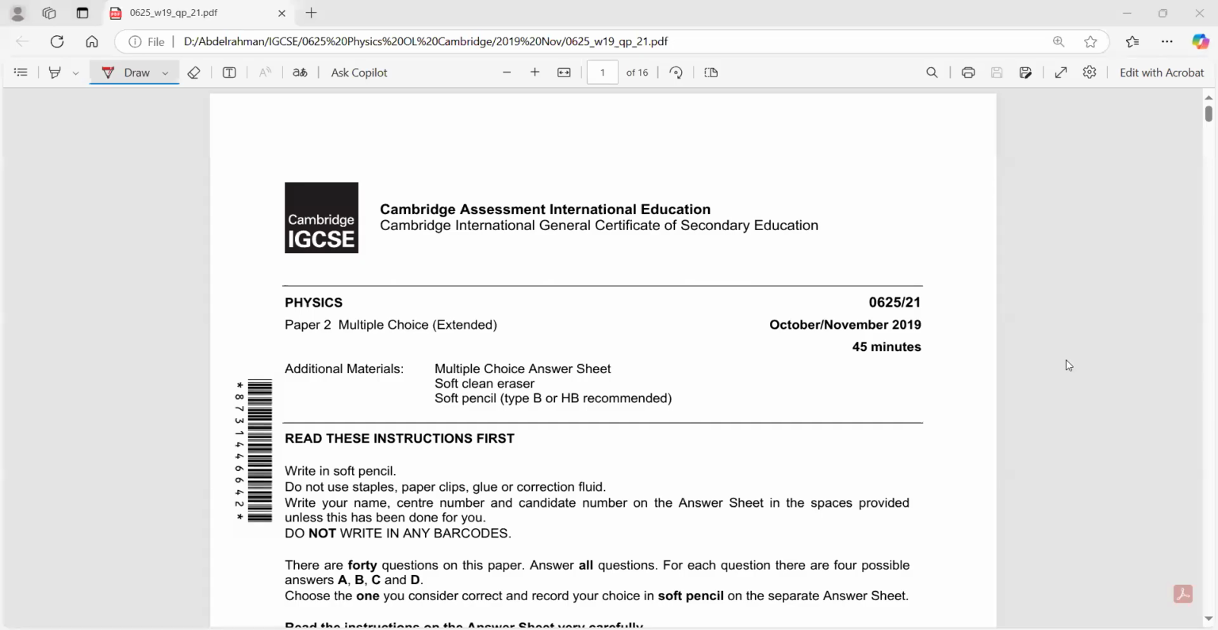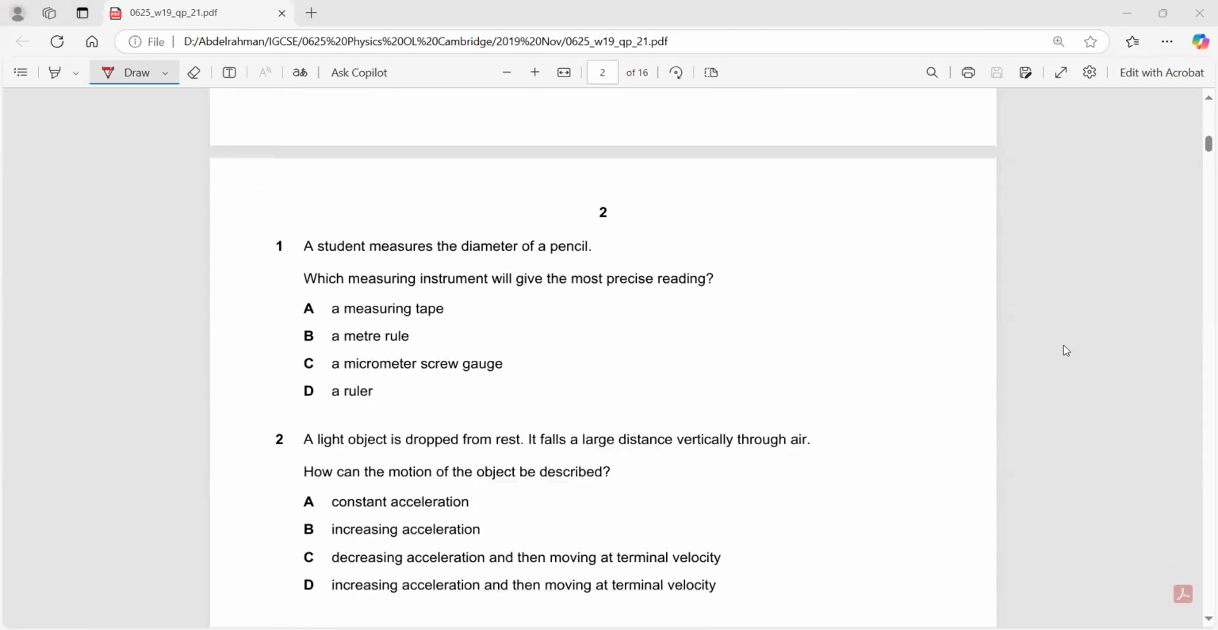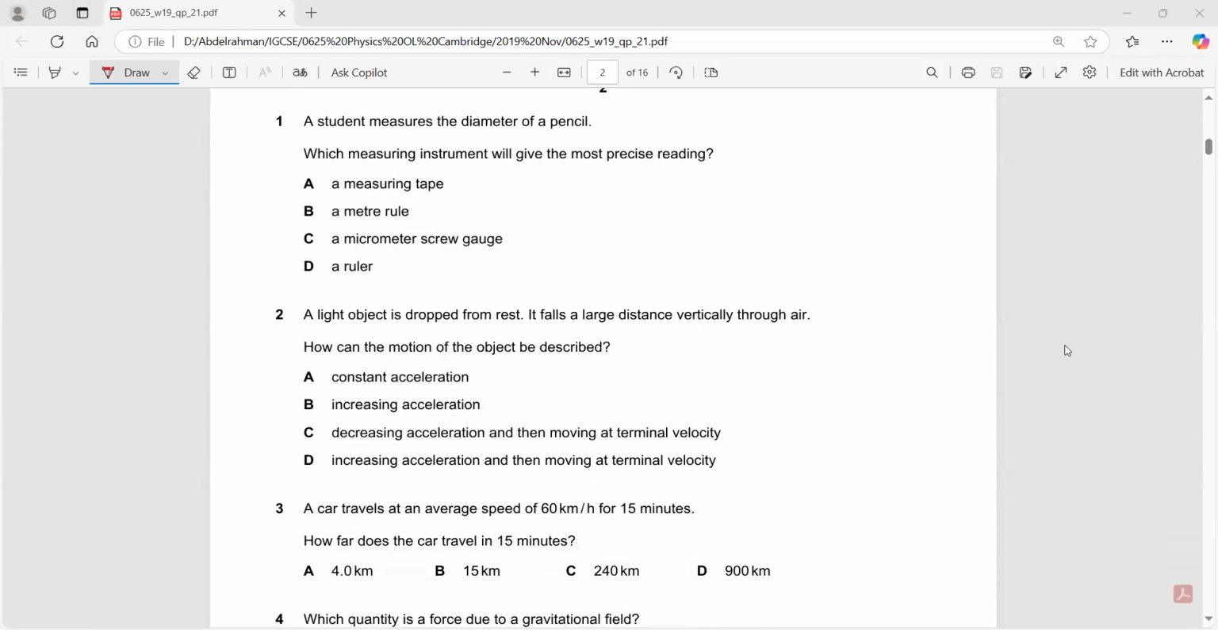Okay, November 2019, paper 2, variant 1. Question 1 is actually cancelled because the answer would be C, a micrometer screw gauge, but it had been removed from the syllabus, so we can just cancel out this question.